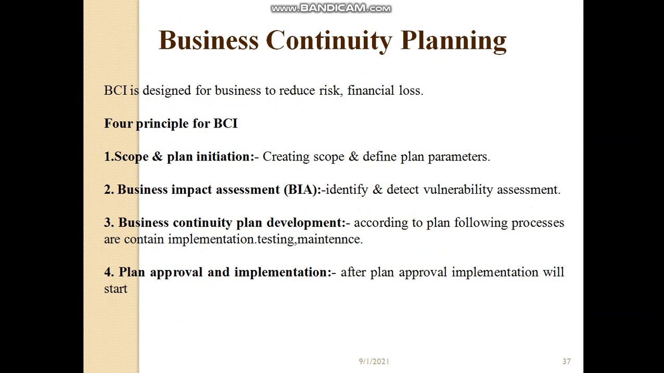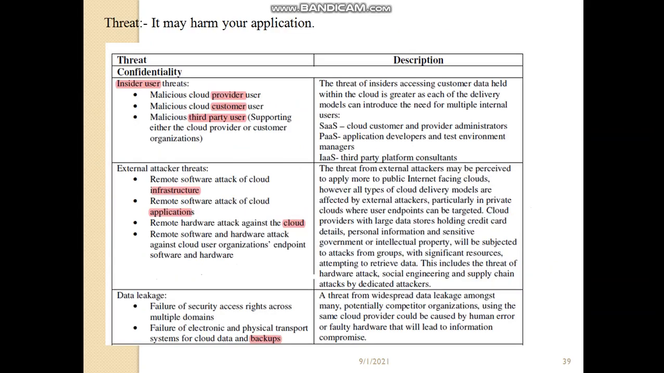The second is business impact assessment. You should identify and detect some vulnerability points from where attacks may happen on your system. Third one is business continuity plan development. According to the plan, you can implement, test, and maintain your application or software. Fourth one, plan approval and implementation. After the plan approval, your implementation will start.